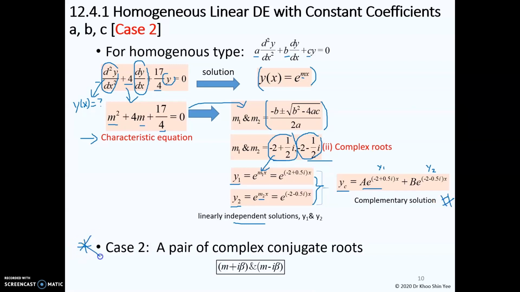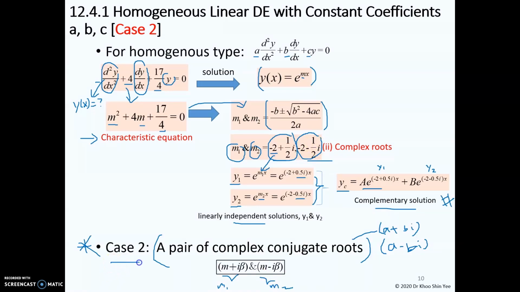So in this case, you have a pair of complex conjugate roots. In general, the complex number is given by a plus bi. So the complex conjugate for this complex number is equal to a minus bi. Where you see that for the first root, m1 is equal to negative 2 plus 1 over 2i. So this is your m1. And your m2 here is equal to the complex conjugate of the first root, which is negative 2 minus 1 over 2i. Right?